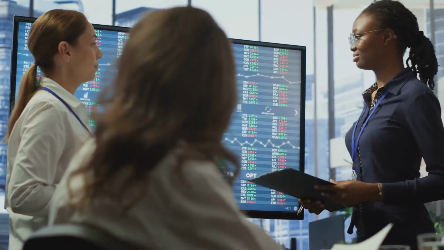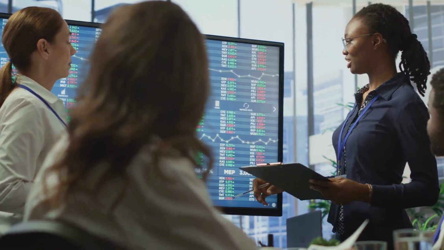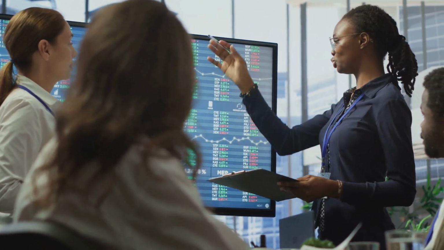Its versatility and wide-ranging applications ensure its continued relevance in an increasingly data-driven world.